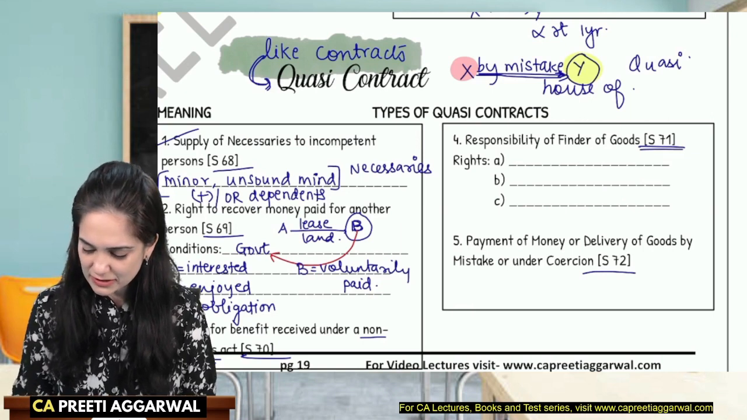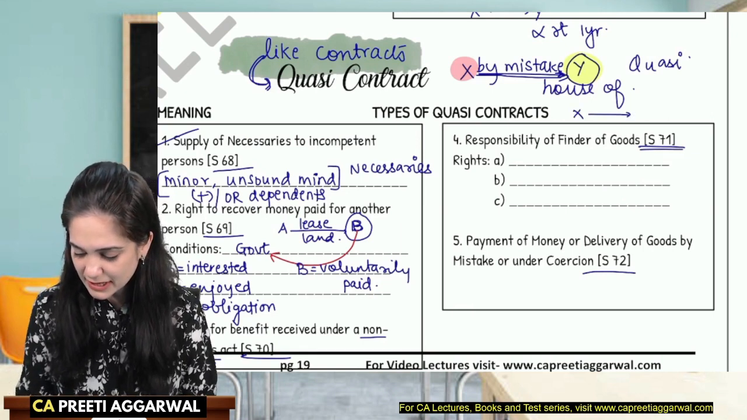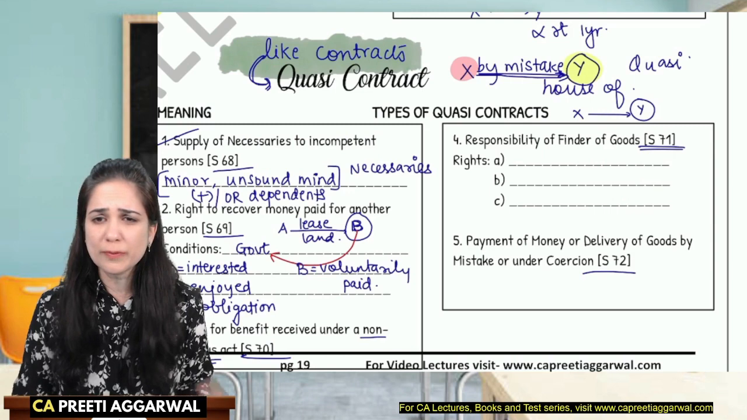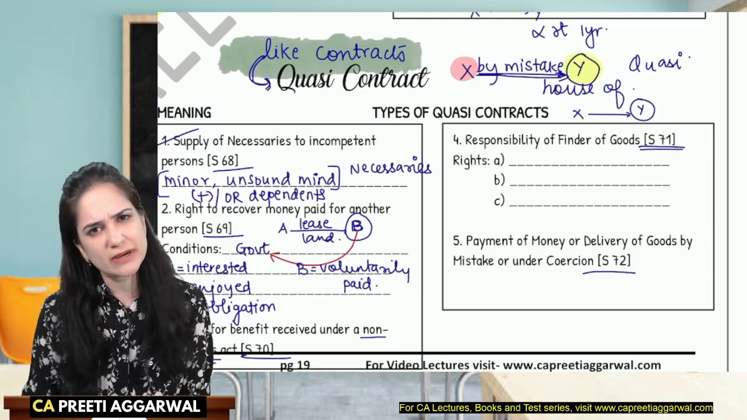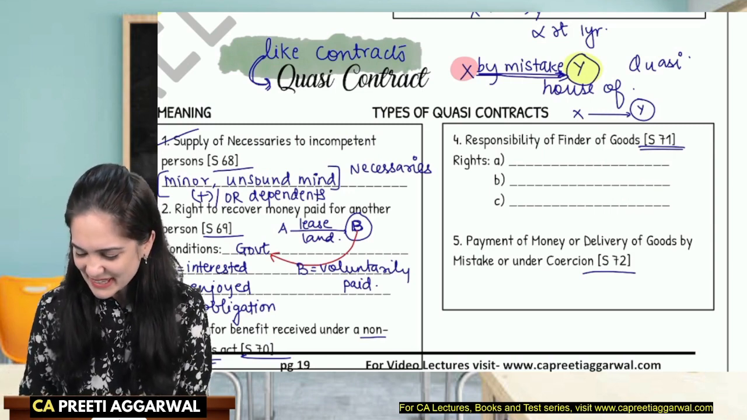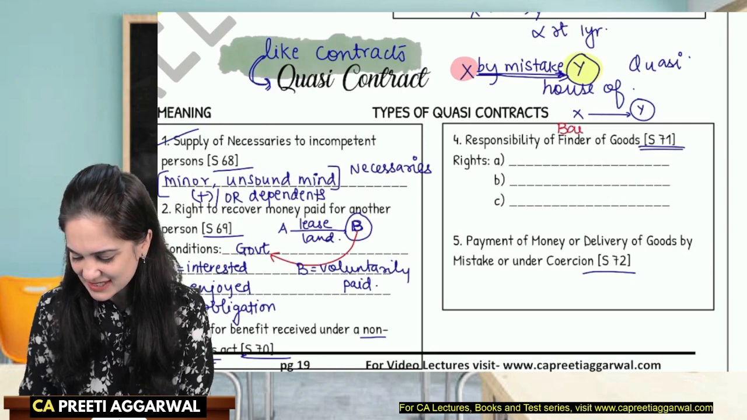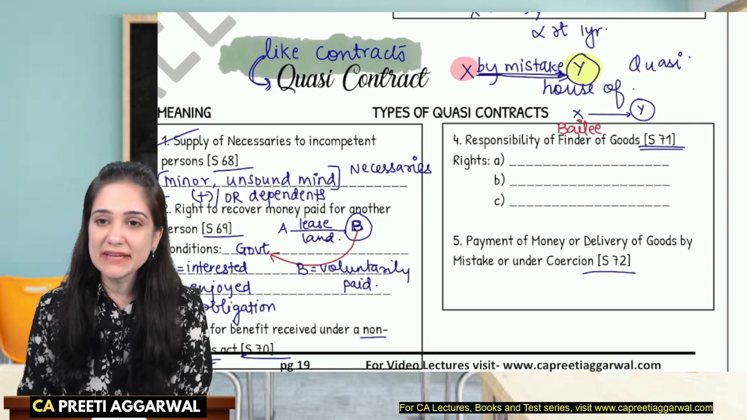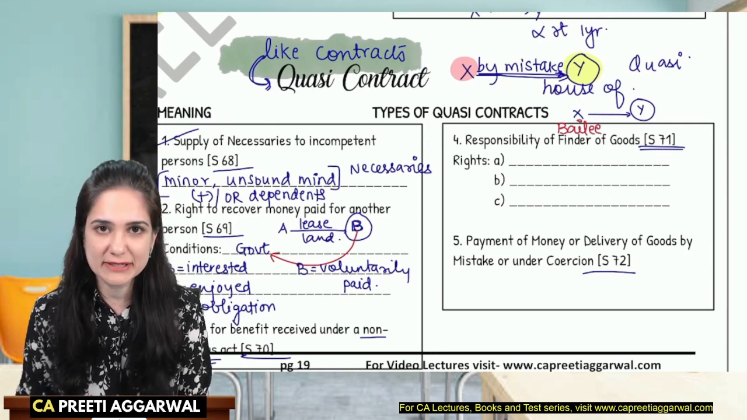Responsibility of finder. Now, X found a diamond ring at the birthday party of Y. Nobody owned it, so he kept it with himself. Has he become the owner? He is not the owner. He acts just like a bailee. He acts just like a caretaker.